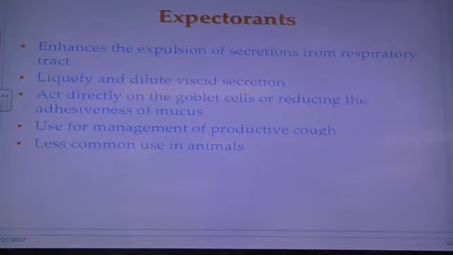Another group of drugs to help with the antitussive effect is the expectorant, which enhances the expulsion of secretions from the respiratory tract, and also liquefies and dilutes viscid secretions. They act directly on the goblet cell, because as I mentioned, the goblet cell produces a substance that is more liquid and helps to trap the foreign body so it can be expelled from the upper respiratory tract. But this drug is less commonly used in small animals as well.